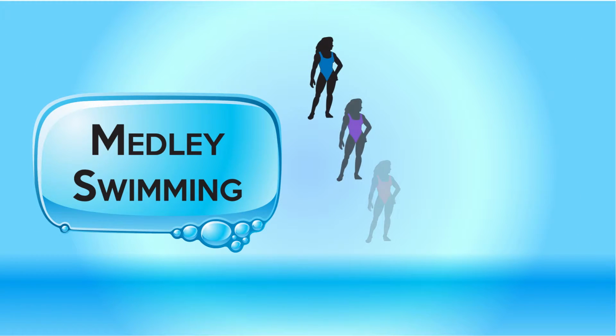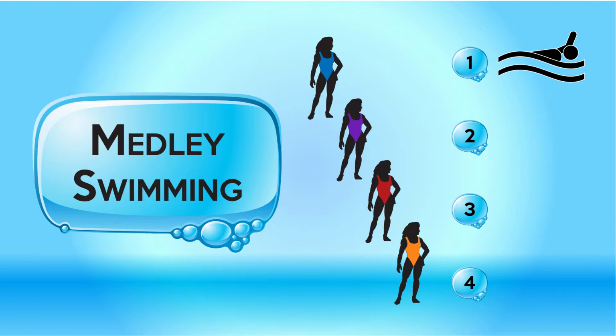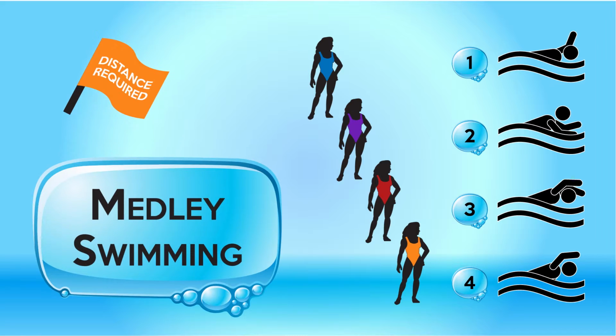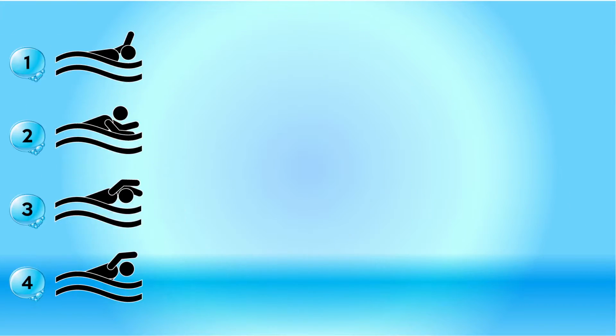As explained in medley relay events, the 4 swimmers will cover the 4 swimming strokes in the following order: backstroke, breaststroke, butterfly, and freestyle, each completing 1 stroke according to the distance required. Each section must be finished in accordance with the rule which applies to the stroke concerned.